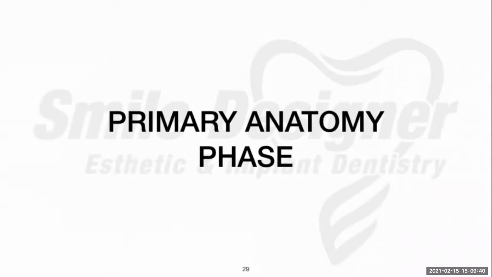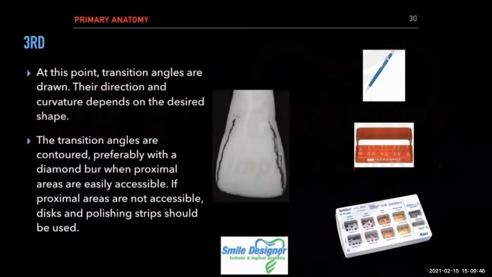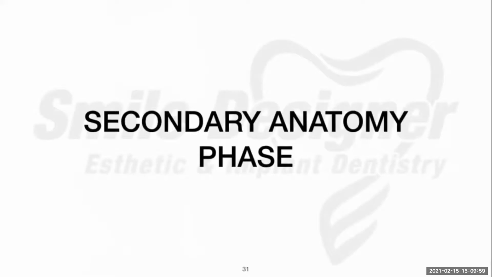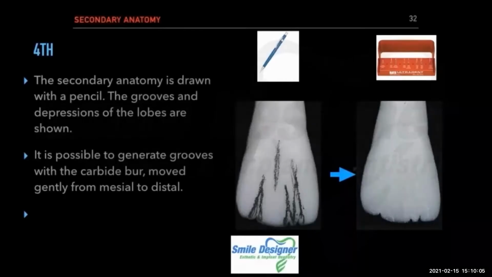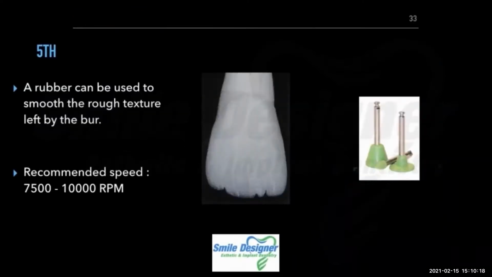Step 3 is primary anatomy. For primary anatomy, line angles and 3 plans, carbide bars and discs are used. The fourth step is secondary anatomy. For secondary anatomy, draw the macro texture with a pencil and generate grooves with carbide bars. After that, the primary polishing phase is done with quartz and medium rubber.